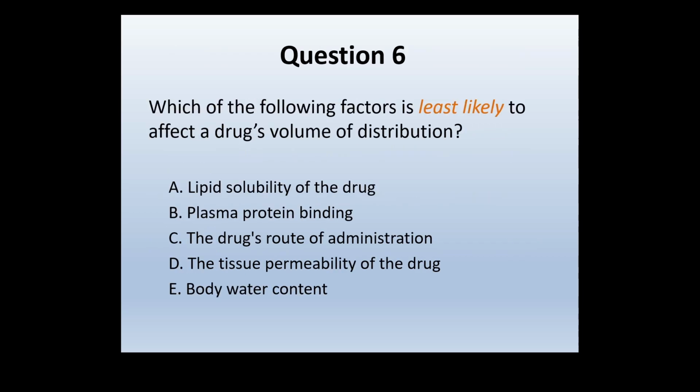Question 6 is as follows. Which of the following factors is least likely to affect a drug's volume of distribution? Option A, lipid solubility of the drug. Option B, plasma protein binding. Option C, the drug's route of administration. Option D, the tissue permeability of the drug. Option E, body water content.